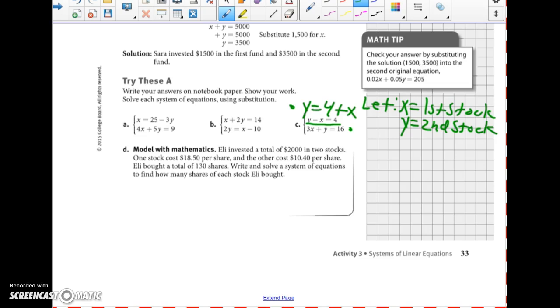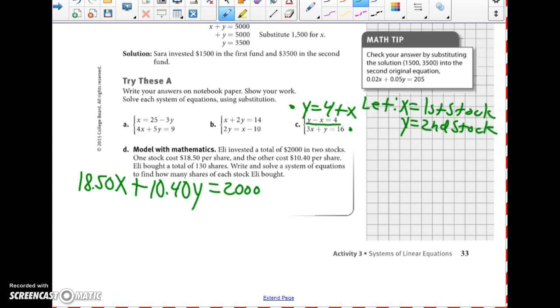All right, so now here we go. This is simple, right? First stock costs $18.50 per share. So 18.50 times the number of stocks you buy, x, and $10.40 times the number of stocks you buy, which is y, and when you do that, you get 2,000. You got it. There's the first equation. You just wrote the first equation.